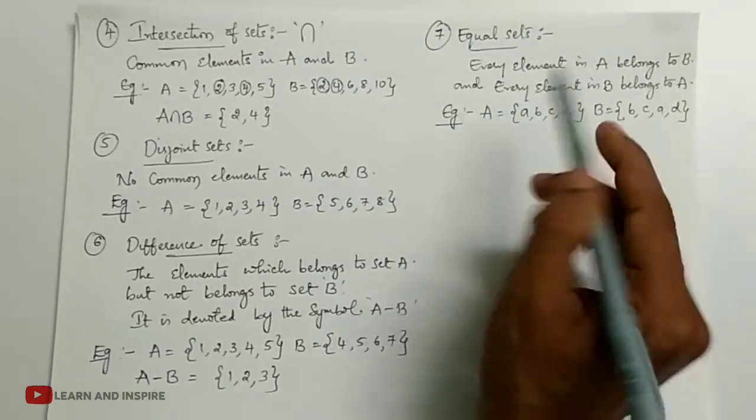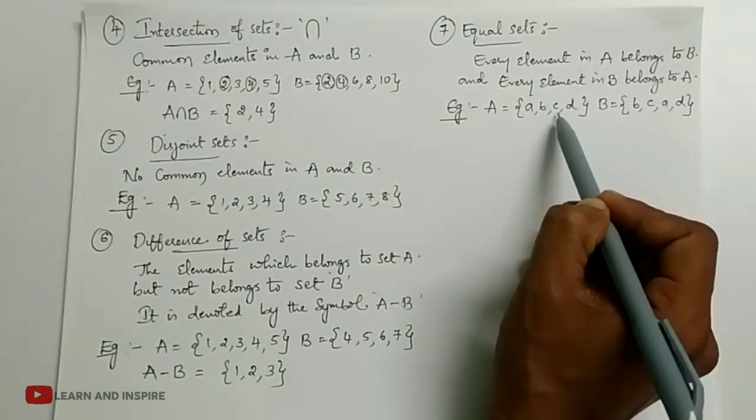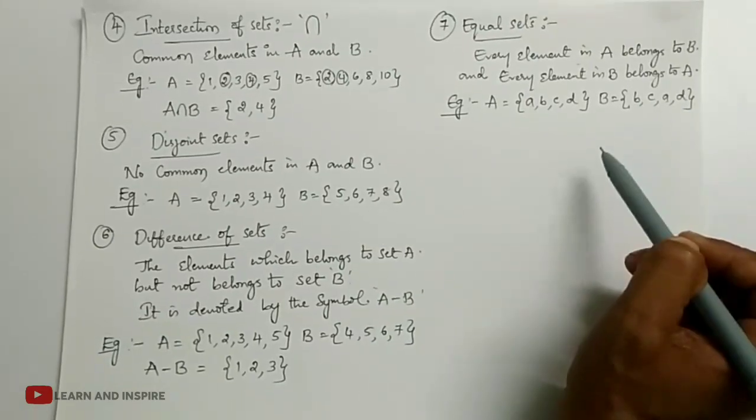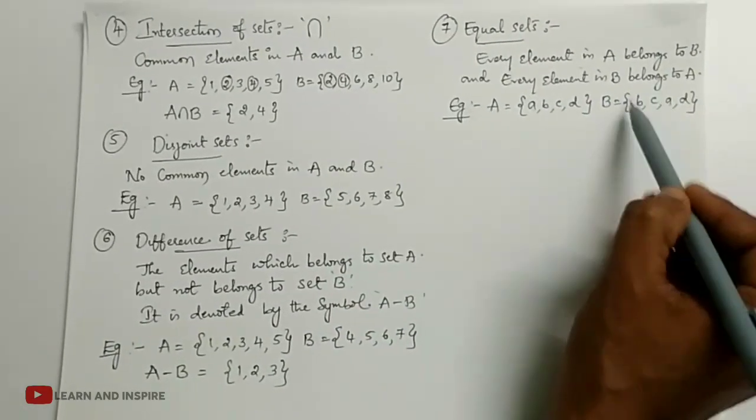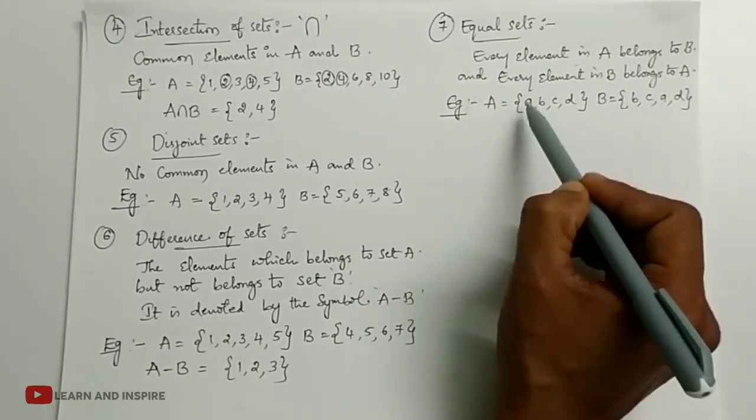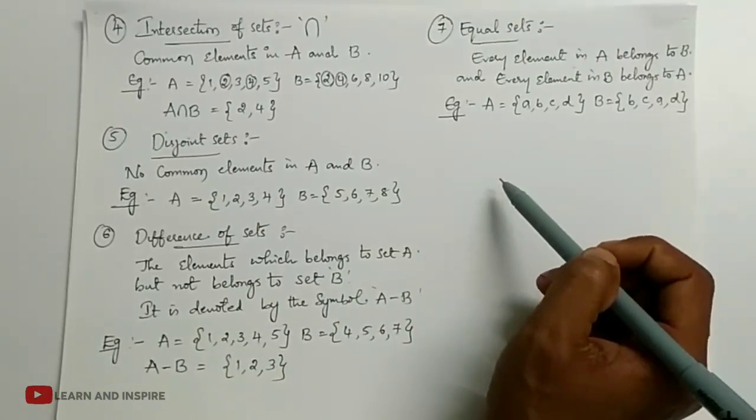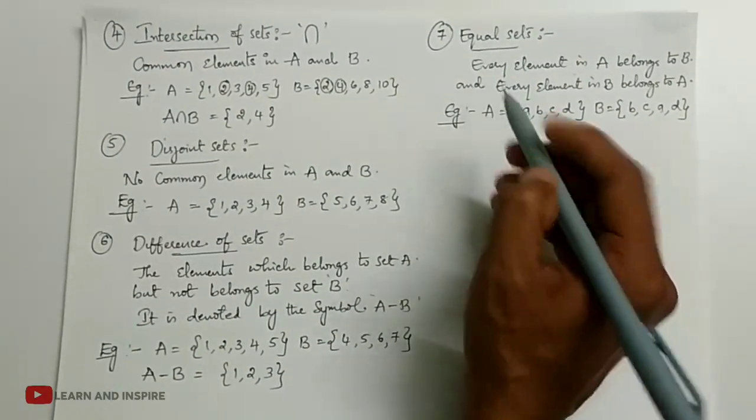From these two we can see every element in A, all the elements in set A, are also in set B: A, B, C, D. And every element in B belongs to A, that means every element of set B is also in set A: B, C, A, D. So from this we can say these two sets are equal sets.